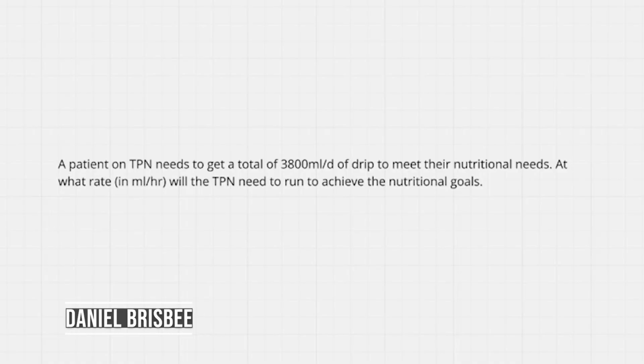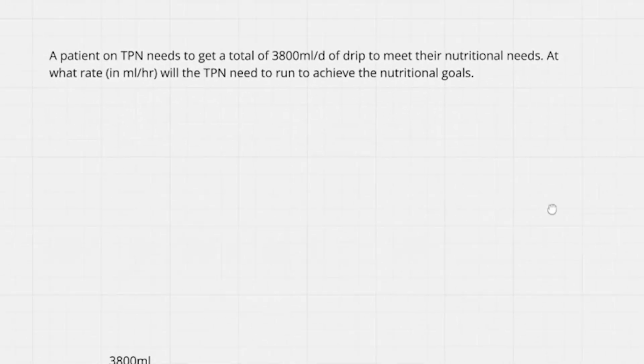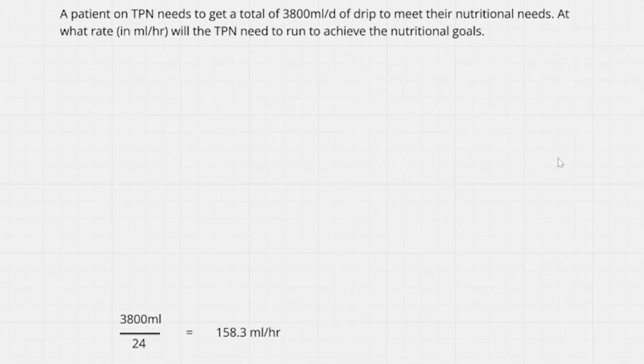Our first question is, a patient on TPN, which means total parenteral nutrition, needs to get a total of 3,800 milliliters per day of drip to meet their nutritional needs. At what rate in milliliters per hour will the TPN need to run to achieve the nutritional goals? Our equation for this question is 3,800 milliliters over 24. 24 is the amount of hours in a day. This equation equals 158.3 milliliters per hour.